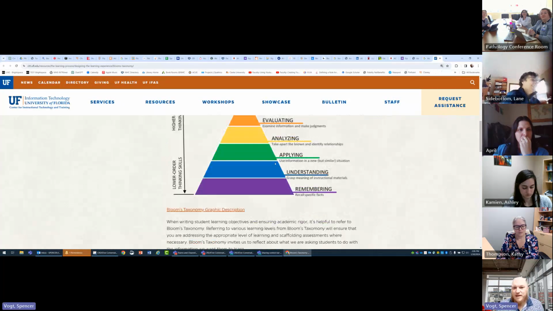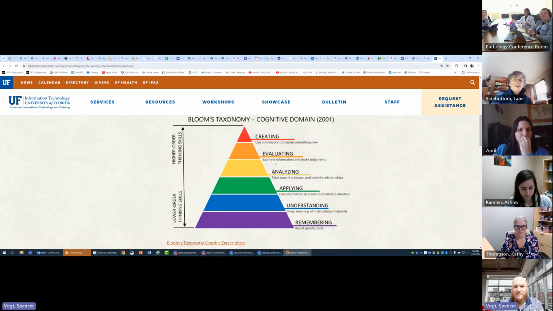So yeah, when we talk about Bloom's taxonomy, this is essentially what we're talking about. We're starting at the bottom, which is just very basic general knowledge skills with remembering, and we're working our way up through higher order thinking skills. So we're really focusing on critical thinking and students thinking for themselves for that evaluating and creating.